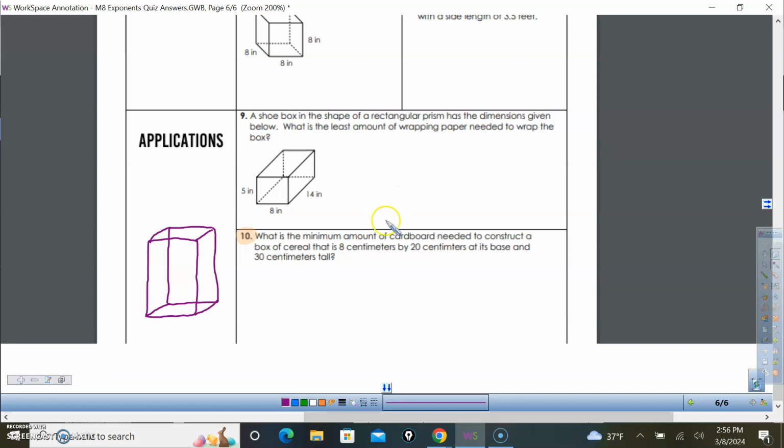And so for this cereal box, it says that it is 8 centimeters by 20 at its base. So I'm going to go ahead and call this short side right here my 8, and then the 20 centimeters be the width of it there. And then it is 30 centimeters tall. So for my height, I'm going to make that 30.